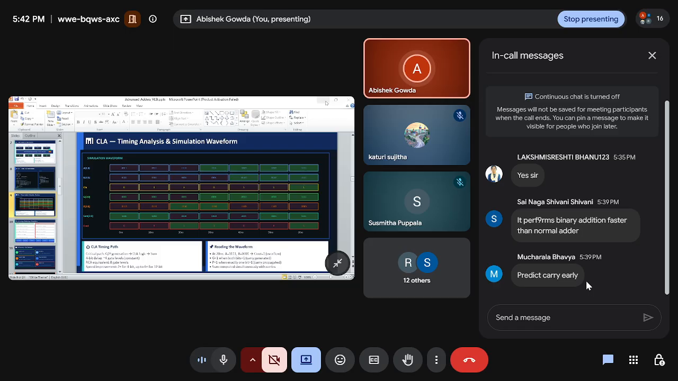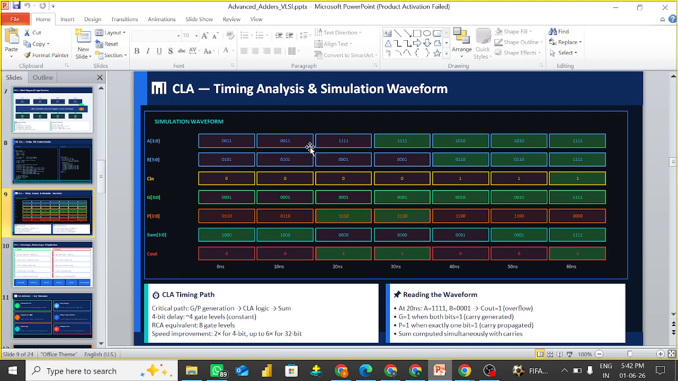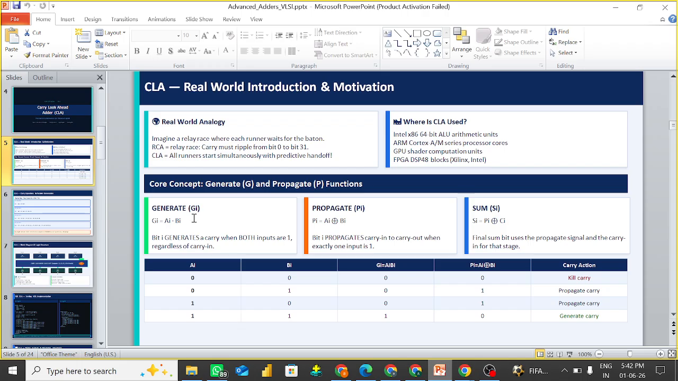Okay, look here, I'm going to explain. As I said previously, the generate signal is what generates the carry in. It will check whether your inputs are generating a carry in.